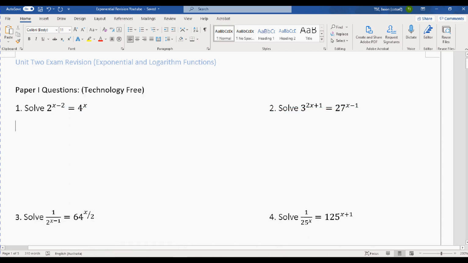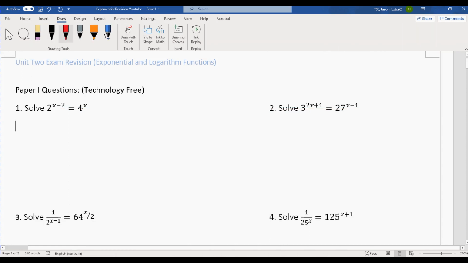So the first question, 2 to the power x minus 2 equals 4 to the power x. So obviously, we see that's the number 2 here and the number 4. They should have a common base in 2, all right? So we don't need to do anything on the left-hand side, but on the right-hand side, you might need to rewrite that 4 into 2 to the power 2, which is 2 squared.